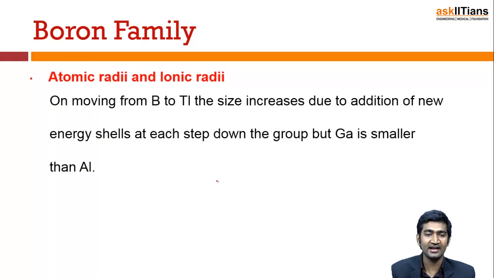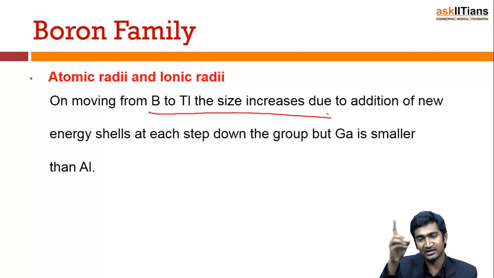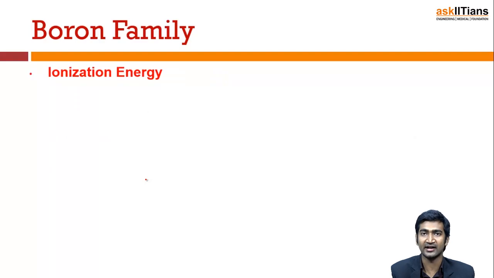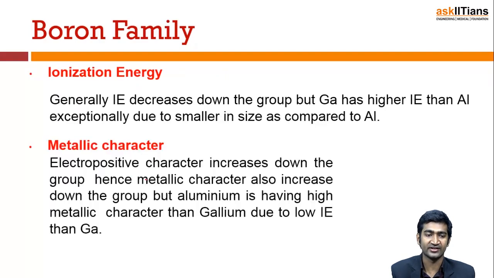Talking about the atomic radii and ionic radii, obviously from boron to thallium the size will increase due to addition of a new electron shell down the group. But gallium is smaller than aluminium. So that is also an exception. Next, ionization energy trend. If I move down the group, a new shell is getting added, and it is very easy for me to remove the last electron, right? So ionization energy decreases down the group. Again, the case of gallium here is an exception, as it was earlier also.